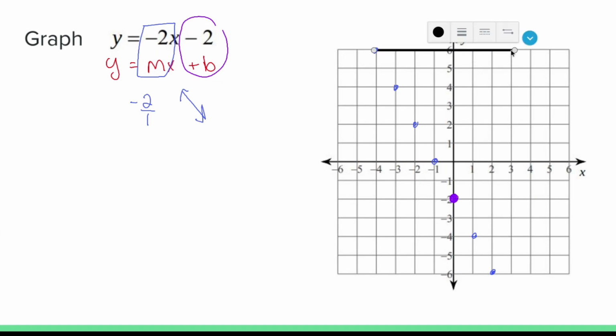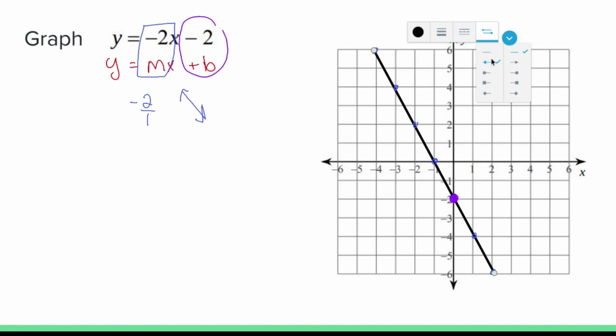And since I'm really bad at drawing lines with these guys, I'm just going to use the magic of the internet to do it for me. Will it give me arrowheads? Yeah, look at that. Oh, wow. Perfect. So we have ourselves a line with a slope of negative 2 and a y-intercept of negative 2. Fun stuff.